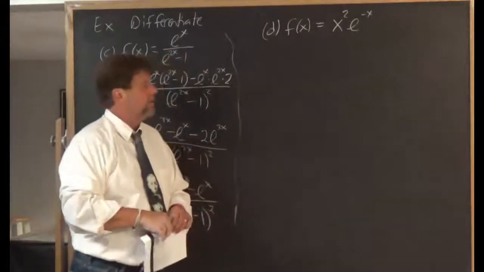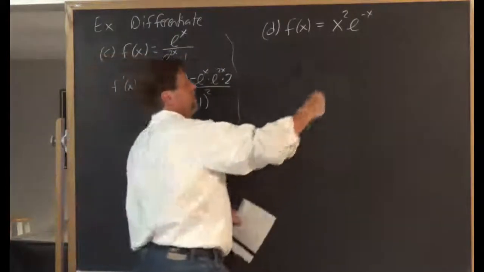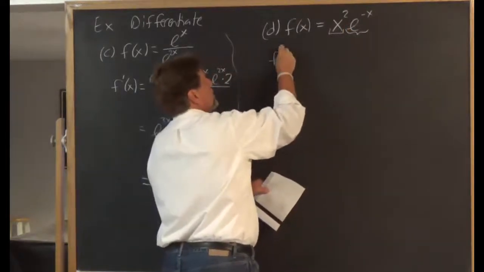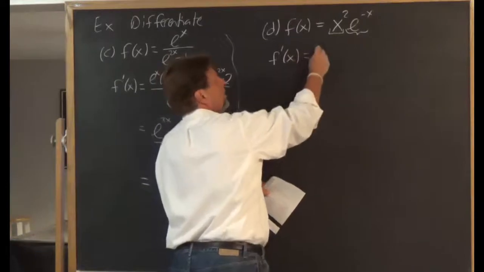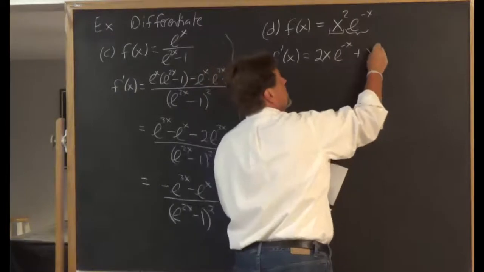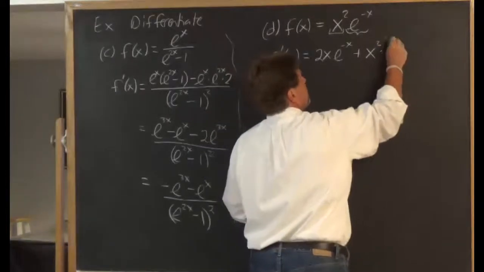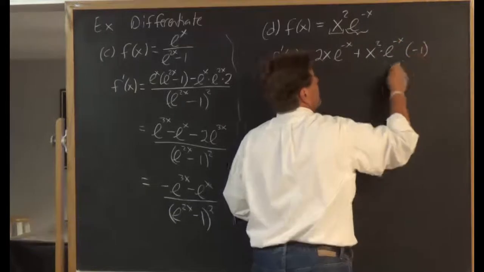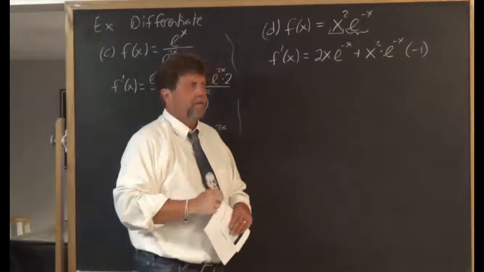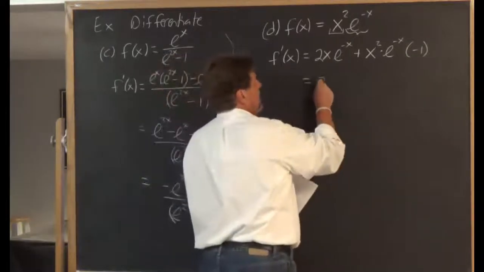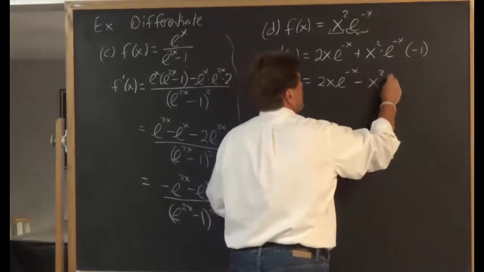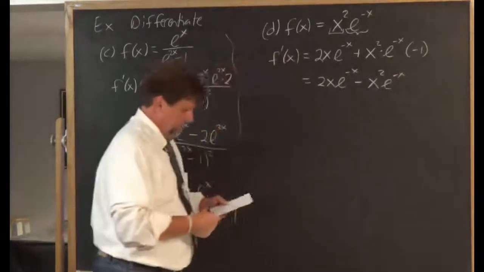So here we have to use the product rule. You have two functions multiplied together, x squared and e to the negative x. So the derivative is the derivative of the first function times the second function plus the first function times the derivative of the second function. Negative 1 comes from differentiating the exponent. Just don't forget the chain rule. And yeah, I could write this as 2x e to the negative x minus x squared e to the negative x.